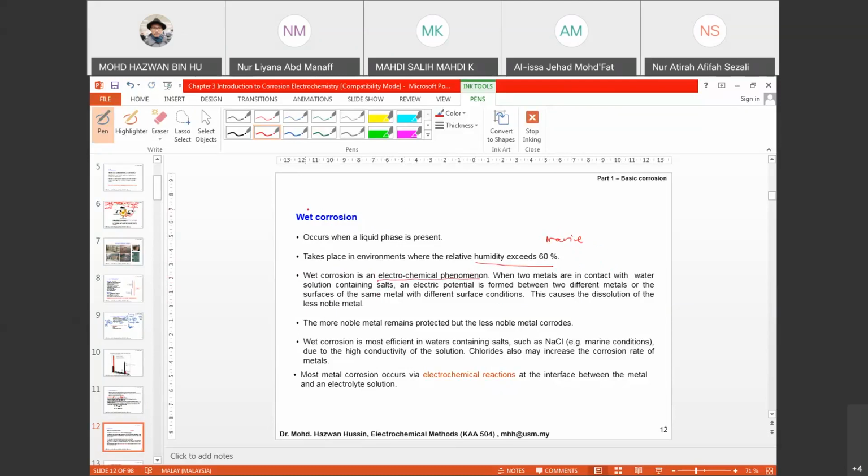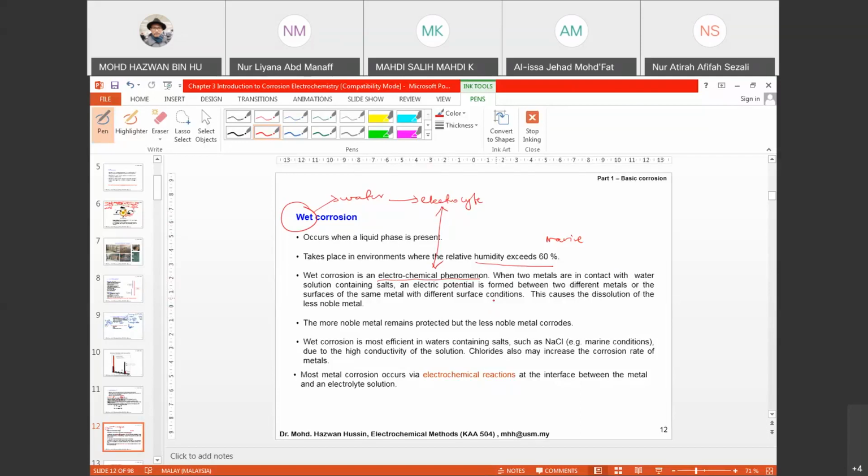when you have water, this means that you have electrolyte, and then your metals will function as electrode. So this is the interrelation between metals and electrolyte. That is why it is called an electrochemical phenomenon.